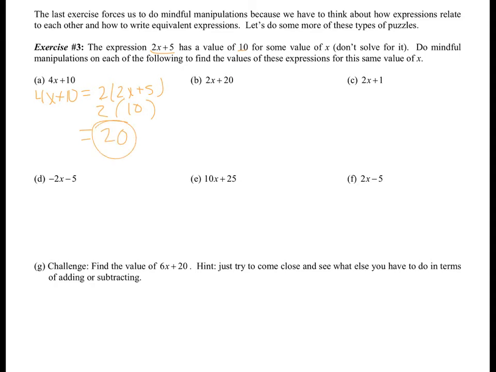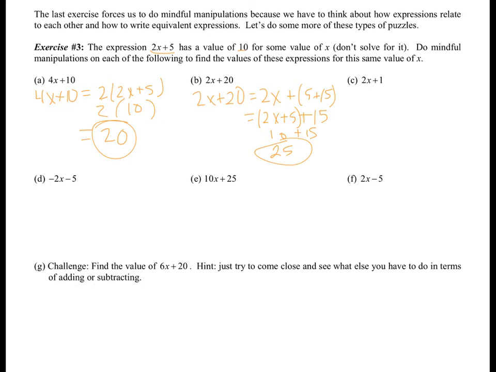Letter B, we have 2x plus 20. You will notice that our original equation was 2x plus 5. So they already have the 2x in common. It is the constant we need to change. So we need to figure out 5 plus what equals 20? Well, it's 15. So I know that 2x plus 5 plus 15 will be equivalent to 2x plus 20. Well, 2x plus 5 is 10. So 10 plus 15 is 25.